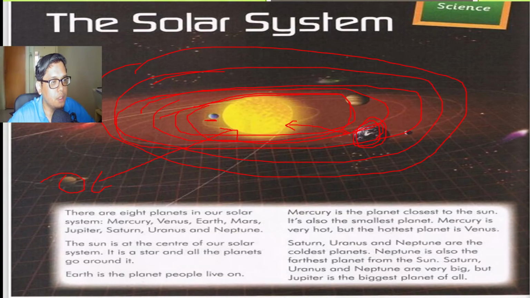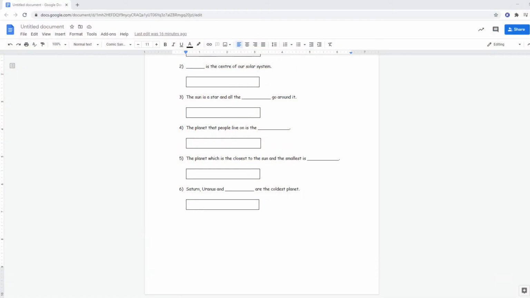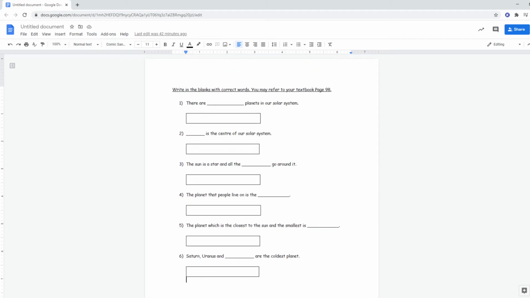So, what you will do now is, this is the text. I want you to open your Google Classroom. Let me get that to you. Wait a minute. This one. Okay, this is your Google Classroom. Can you see now? All right.